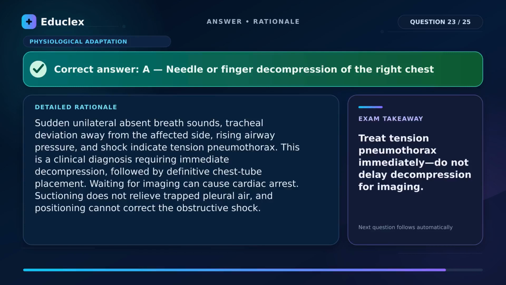Waiting for imaging can cause cardiac arrest. Suctioning does not relieve trapped pleural air, and positioning cannot correct the obstructive shock. Exam takeaway. Treat tension pneumothorax immediately. Do not delay decompression for imaging.